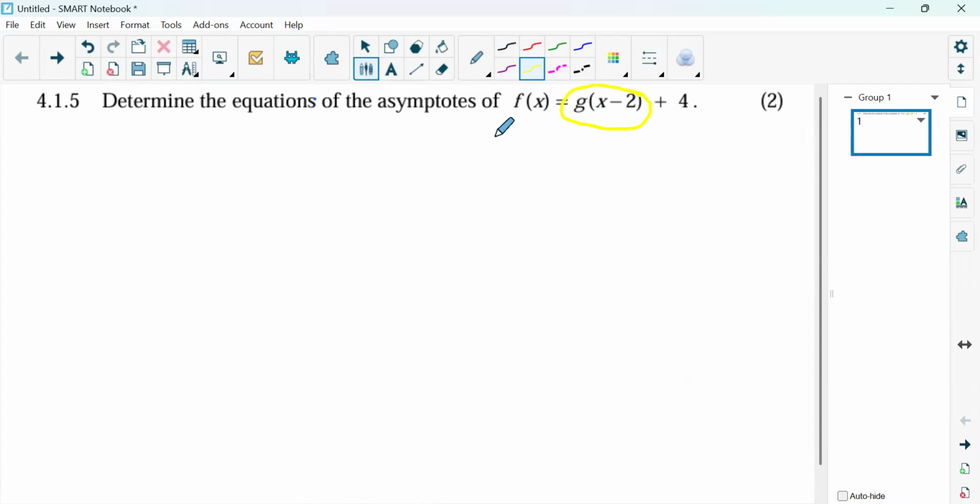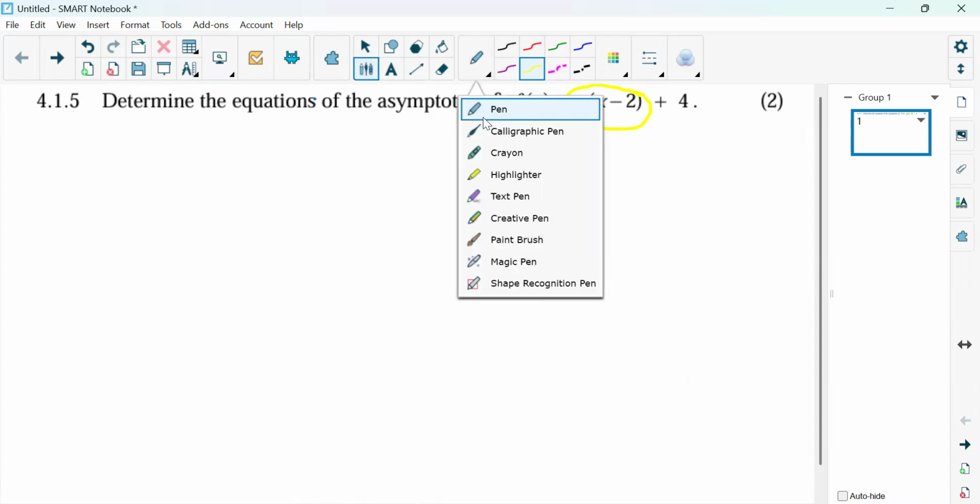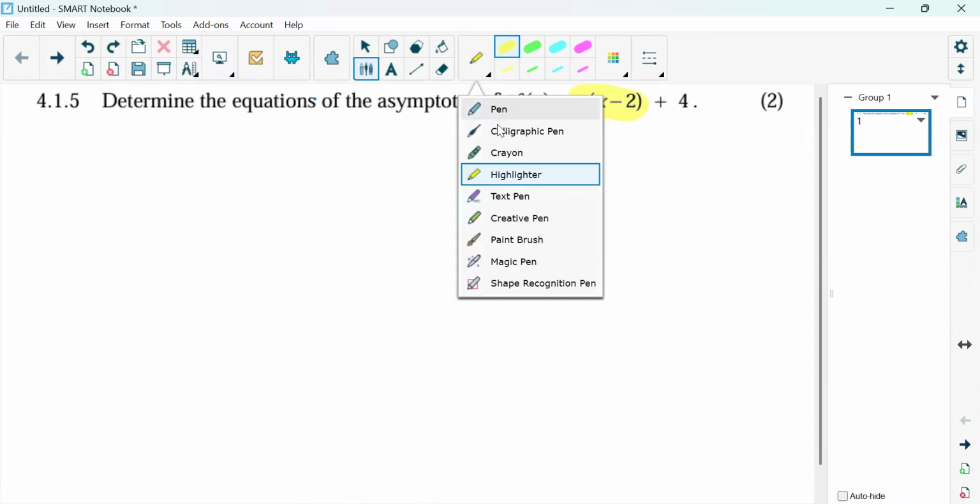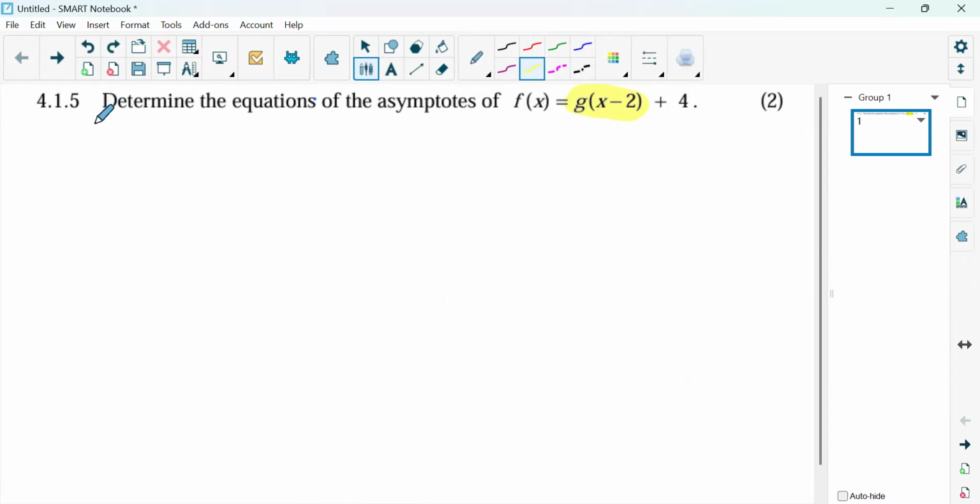So we go to our equation paper and write what we know. We know g of x. G of x is given as 1 all over x plus 3, minus 1.